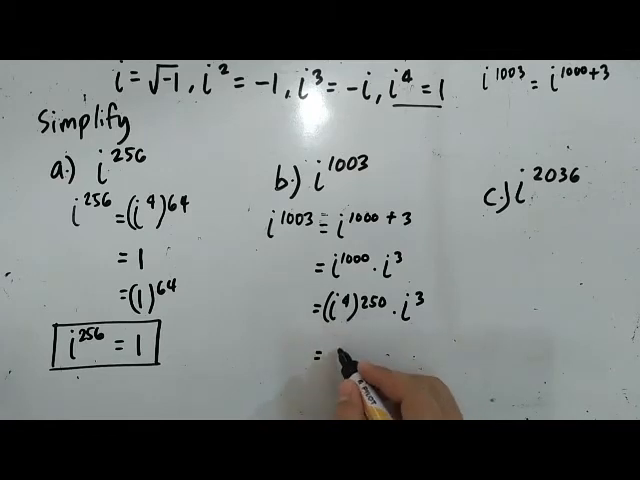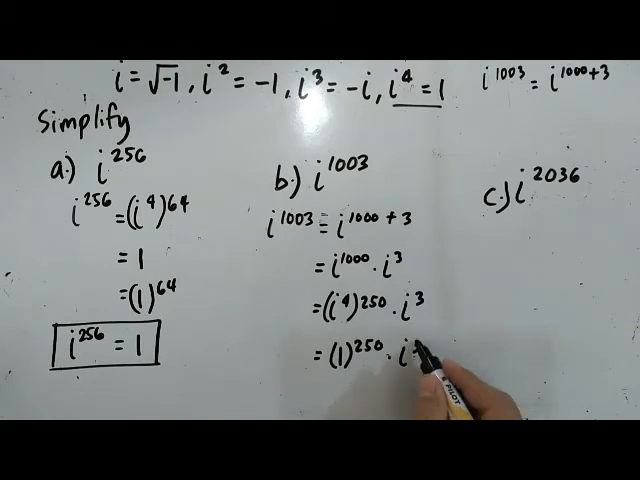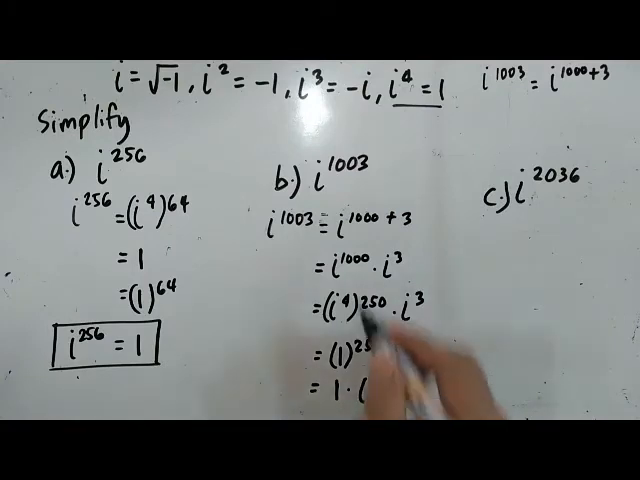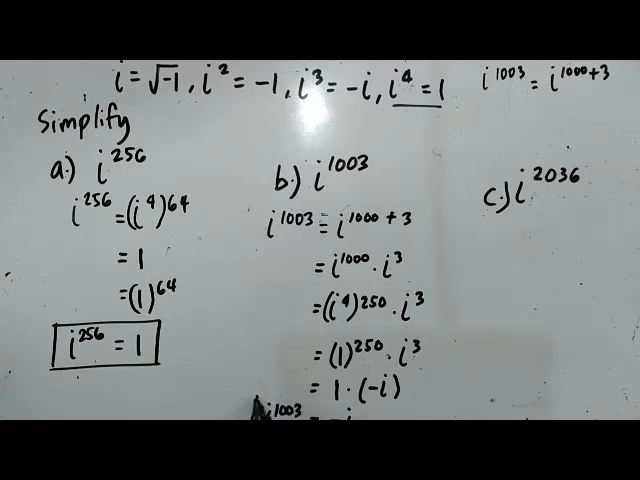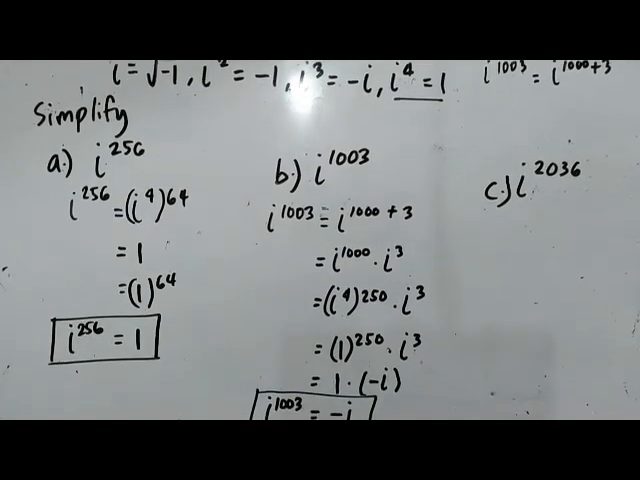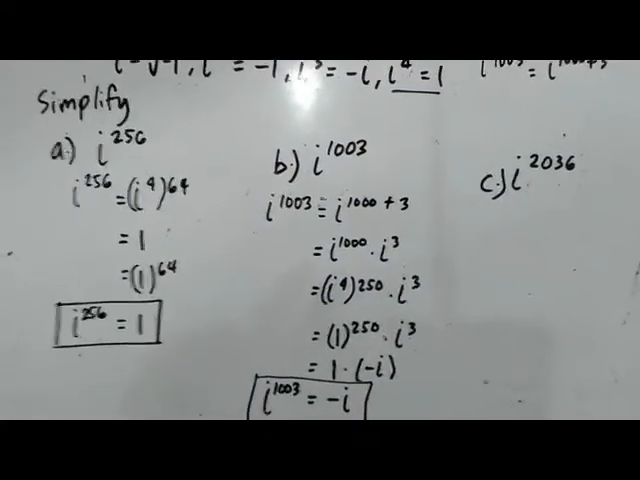I to the power of 4 is, again, equal to 1 raised to 250 times I cube. We know that 1 raised to any number is still 1 times ang I cube is equal to negative I. So ang final answer is negative I, meaning I to the power of 1003 is equal to negative I.